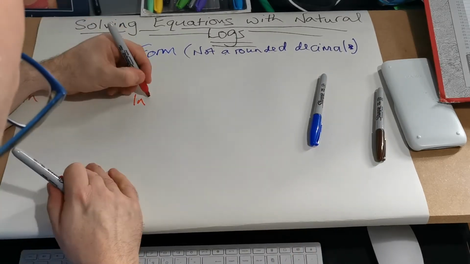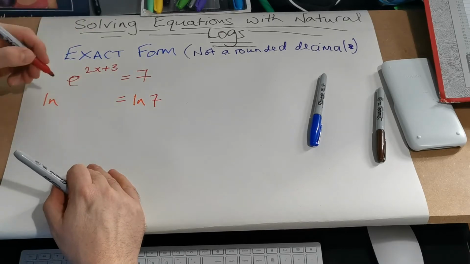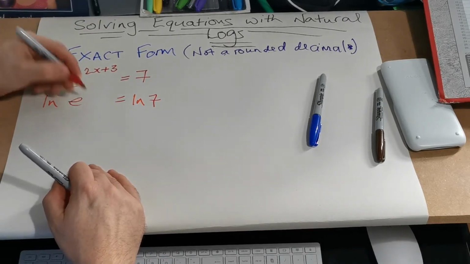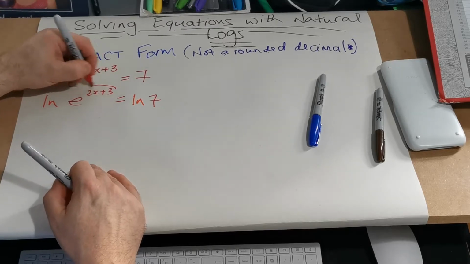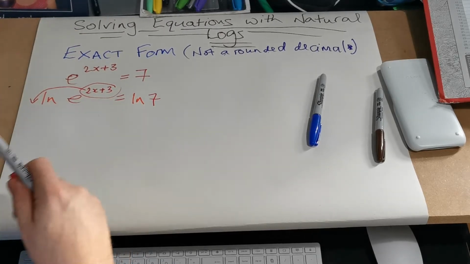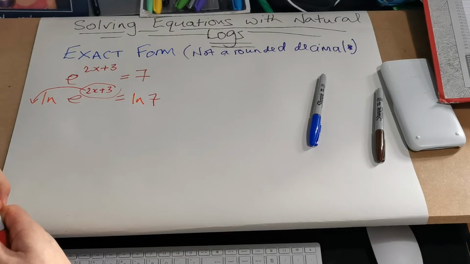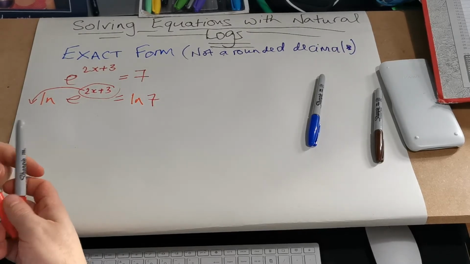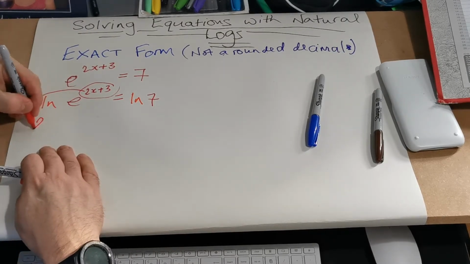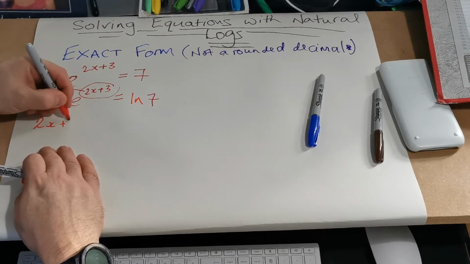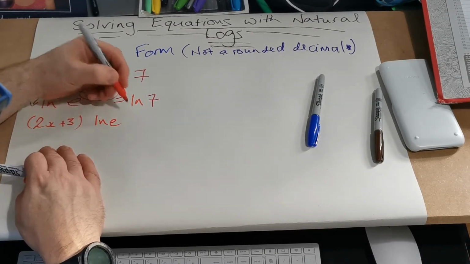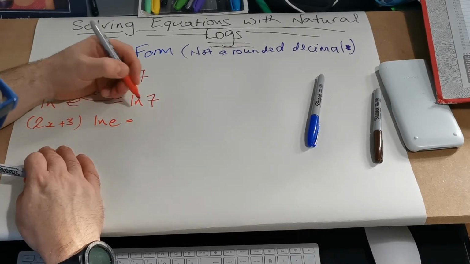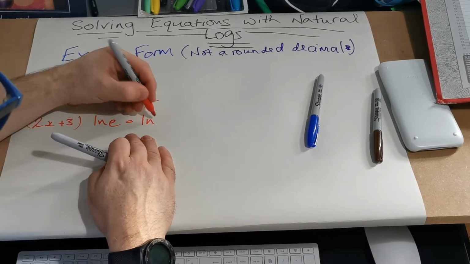So I've got ln e to 2x plus 3, and then that power is going to come down. So I've got 2x plus 3 times ln e equals ln 7.